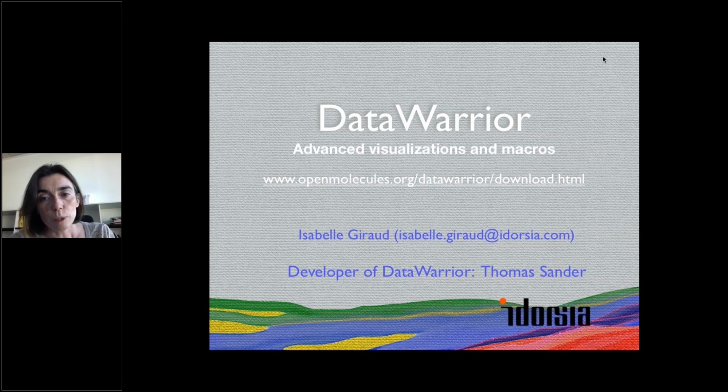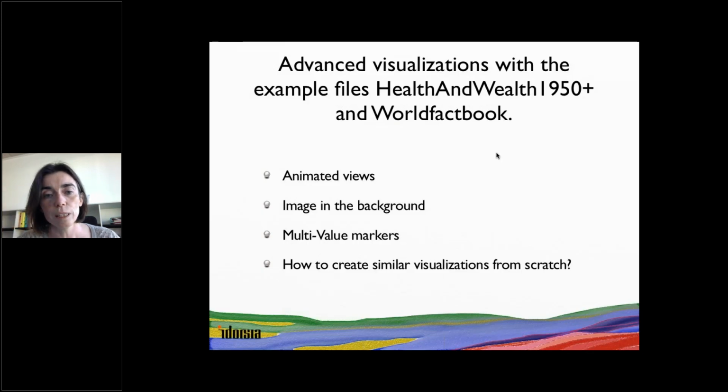Originally, my talk was just about macros, but then Mark pointed out the fact that DataWarrior has a lot of nice example files with very beautiful visualization, but maybe it's not so easy to reproduce them. And so my goal today is to show you a bit how to do such visualization. So basically, I'm going to show you two example files in detail. One of them is the Health and Wealth 1950, and the other one is the World Fact Book.